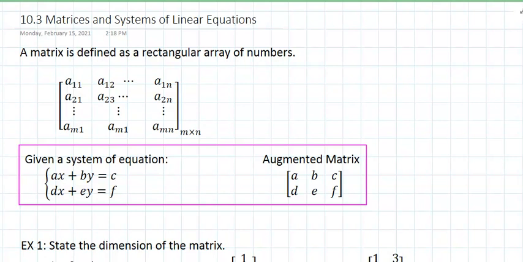10.3 talks about matrices and systems of linear equations. A matrix is defined as a rectangular array of numbers. Pretty much it's a list of numbers. It's really a list of vectors, if I want to be specific.